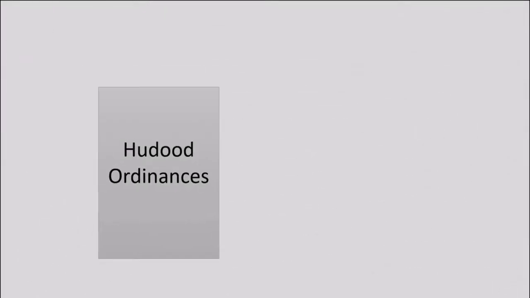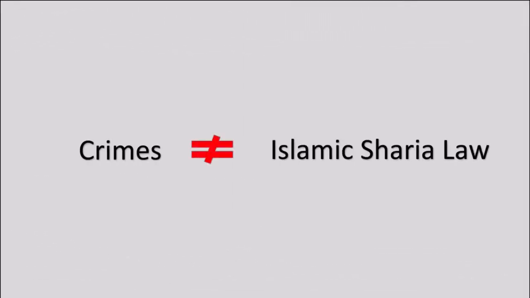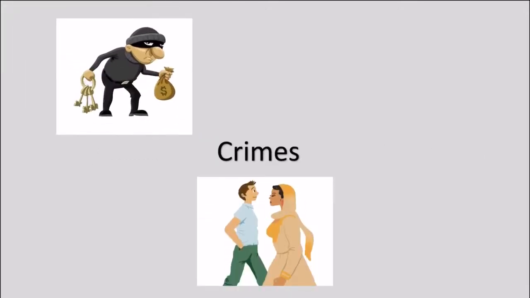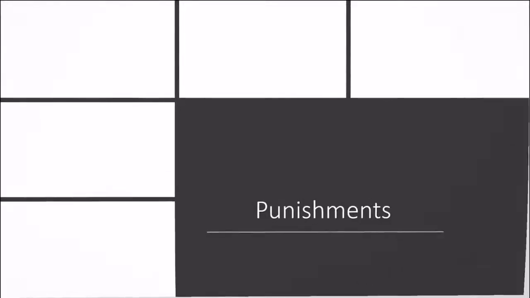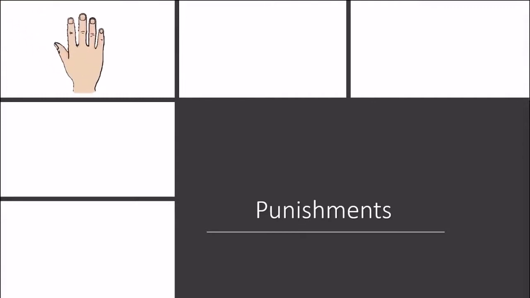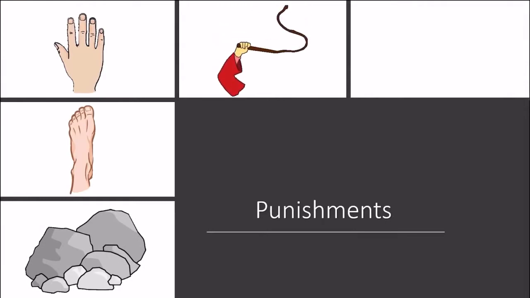On the other hand, the hudud ordinances are laws in Pakistan that were enacted in 1979, replacing parts of the British-era Pakistani Penal Code. They punish crimes against Islamic Sharia law, such as property theft, zina, and alcohol consumption. It includes punishments such as amputation of the right hand, amputation of the left foot, stoning to death, public whipping, or imprisonment.